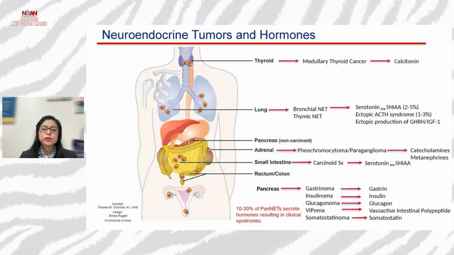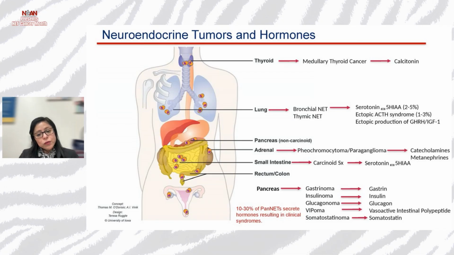The most common neuroendocrine tumors throughout the body are in the gastrointestinal tract, which could be the small intestine, as well as the pancreas, as well as the lung. We're going to discuss in more detail, mainly focusing on the neuroendocrine tumors of the gastrointestinal tract, what hormones they produce, and of course, what symptoms may be associated with that.